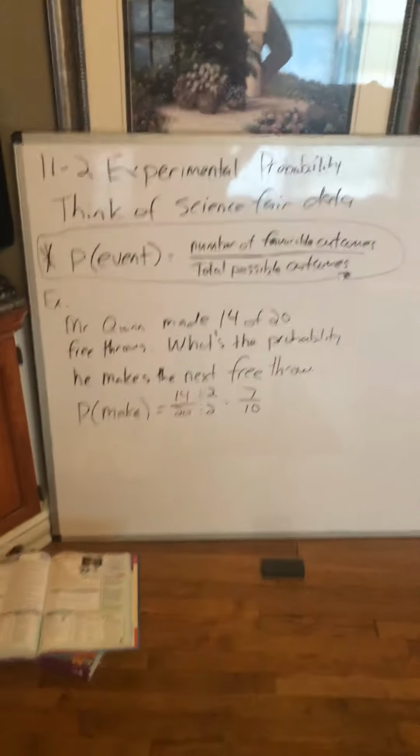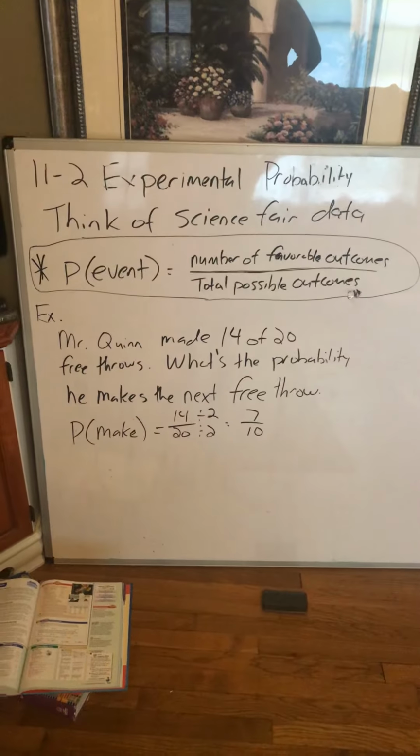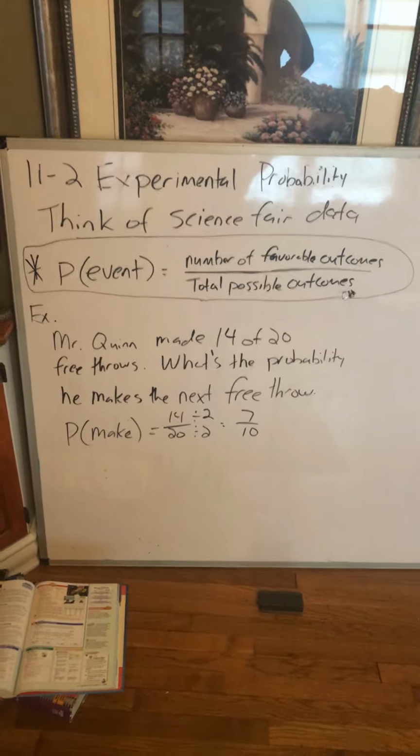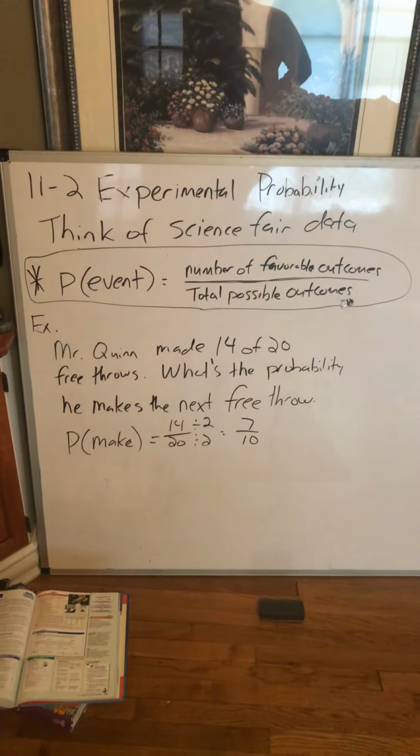The formula that we need to remember, that I will put on the board almost every day: probability of an event is the number of favorable outcomes over the total possible outcomes. Favorable means the question you're asking, not necessarily good.